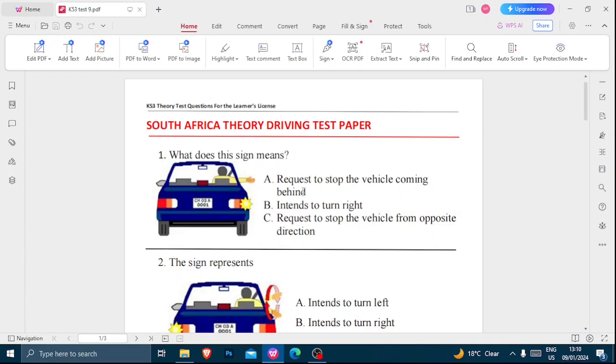My name is Leslie. So today we're gonna be looking at this paper, that is the K53 test paper 9.